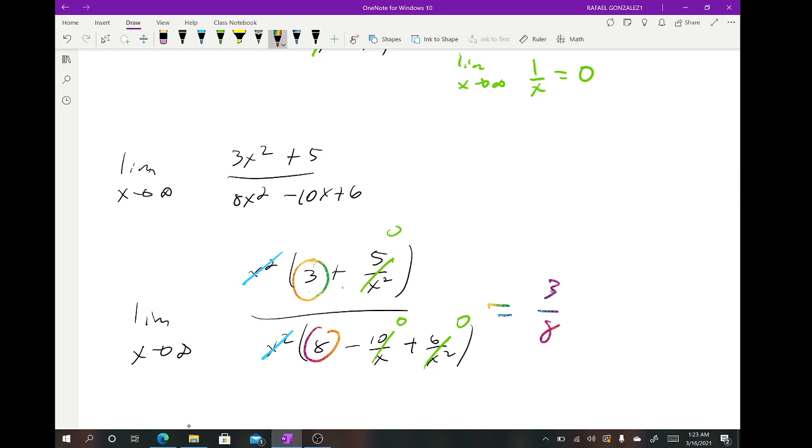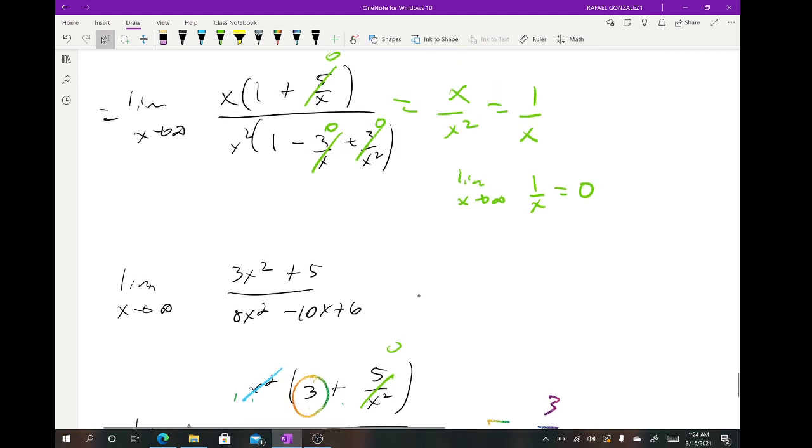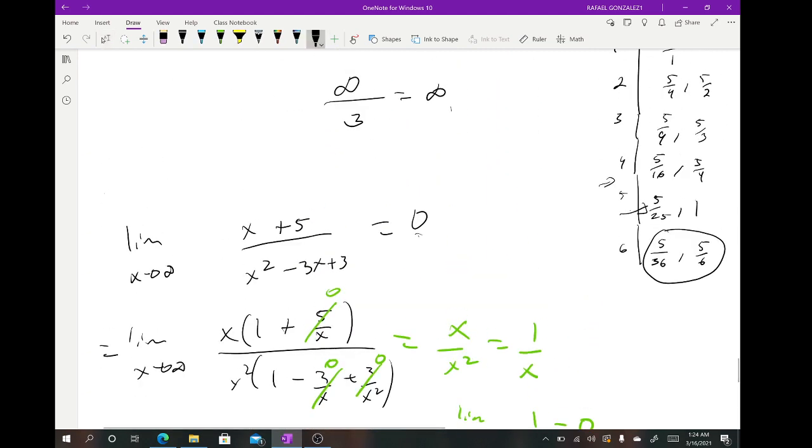Okay, 3 plus 0 is 3, and then this becomes a 1 up here, this becomes 1 up here, so 3 times 1 is 3, and 1 times 8 is 8, so you have 3 over 8 as your limit. So this is an example of a limit at infinity. We have 3 over 8, here we have 0, here we have infinity.